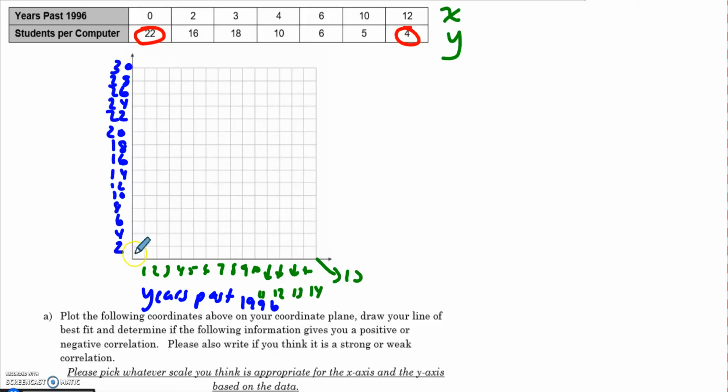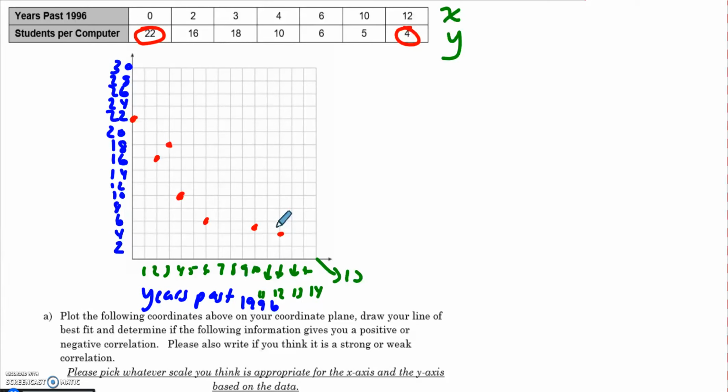So in 1996 exactly, there were 22 kids per computer. 2 years later, there were 16 kids per computer. 3 years later, it seemed to go back up in this particular district to 18. So this is when computers are probably getting better, but people still don't know how to use them best. 4 years later, it changed to 10 students per computer. 6 years later, it reduced to 6 kids per computer. 10 years later, we had 5, which would be right in between here. And then 12 years later, right here, there's 4 kids per computer.